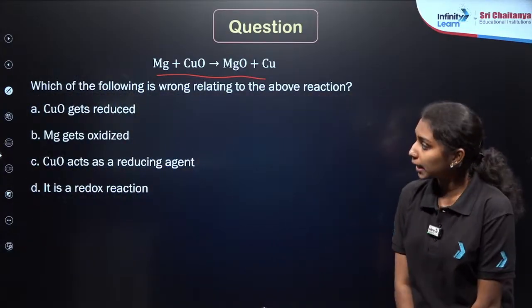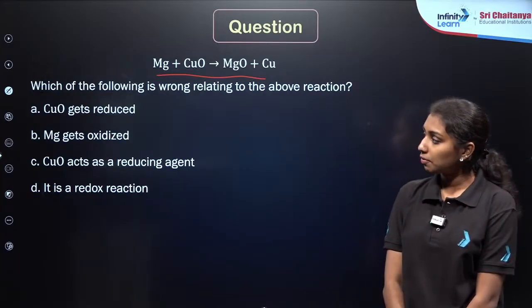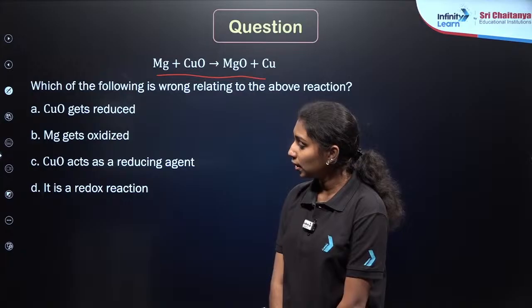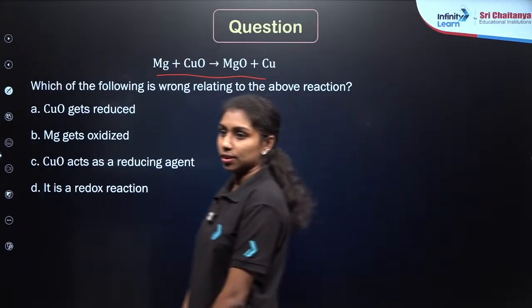Read the options properly. First option is given as copper oxides get reduced. Second one, magnesium gets oxidized. Third one, copper oxide acts as a reducing agent. And last one, it is a redox reaction.